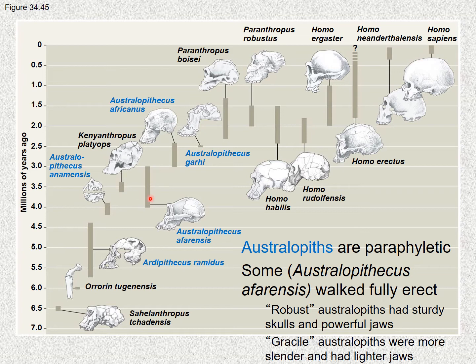Some of them walked fully erect. Now, some of them were considered what's called robust, and some of them were gracile. So the robust Australopiths had sturdy skulls and powerful jaws. The more gracile ones were more slender and had lighter jaws. Both bipedalism and making complex tools are key characteristics of the more modern, or more derived, hominins.